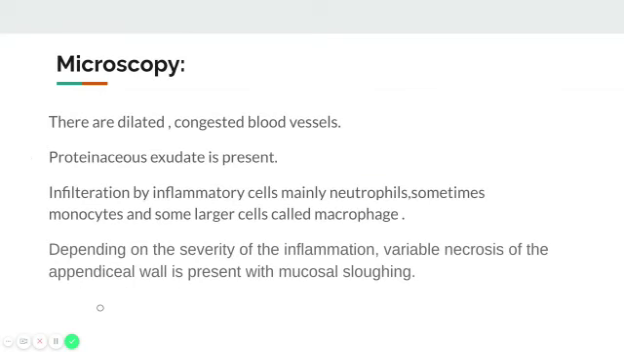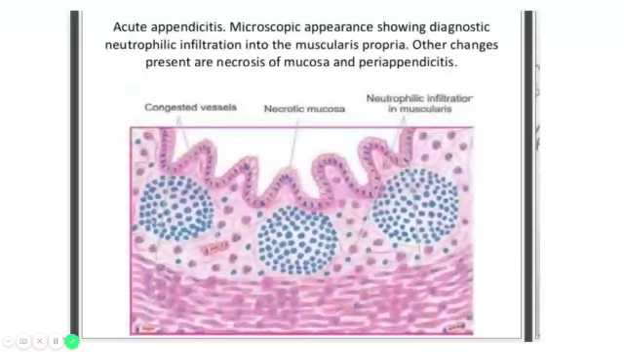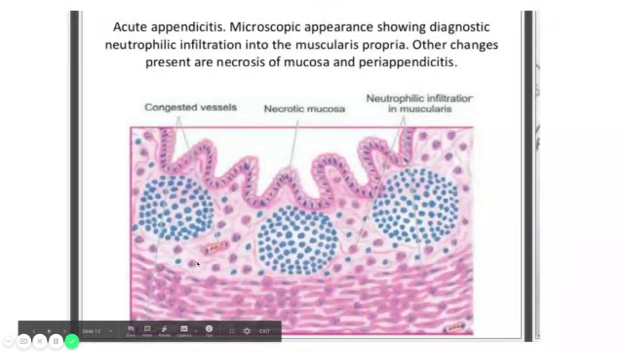Now, moving forward to the histological features, there are dilated and congested blood vessels, proteinaceous exudate is present, and infiltration by inflammatory cells, mainly neutrophils, sometimes monocytes, and large cells called macrophages. Depending upon the severity of inflammation, there is variable necrosis of the wall with mucosal sloughing. Here you can see a histological picture of acute appendicitis. These are the congested blood vessels.